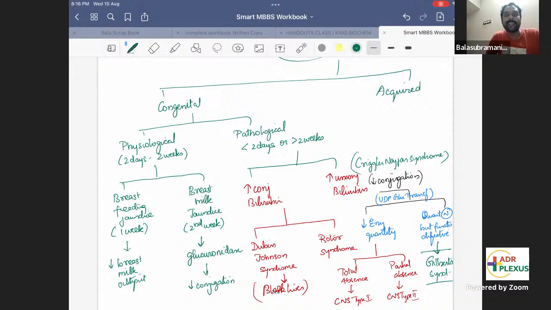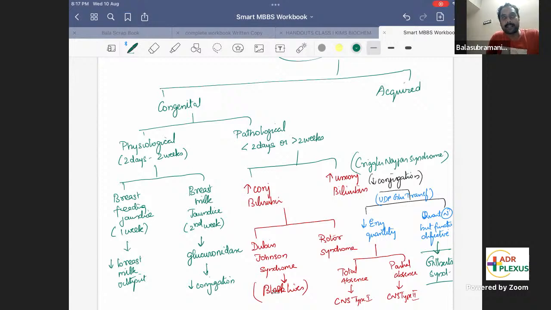If you look at the page, you will think, wow, what is this? So much is there, but it's very easy. You only decide whether the jaundice is physiological or pathological. The baby is born, the jaundice is physiological, meaning 2 days to 2 weeks. In physiological, first week is breastfeeding jaundice, second week is breast milk jaundice. Pathological, you find out which fraction is elevated, conjugated or unconjugated. If conjugated is elevated, you look for whether there is a black discoloration of the liver, then it's Dubin-Johnson. If it's not there, then it's Rotor.